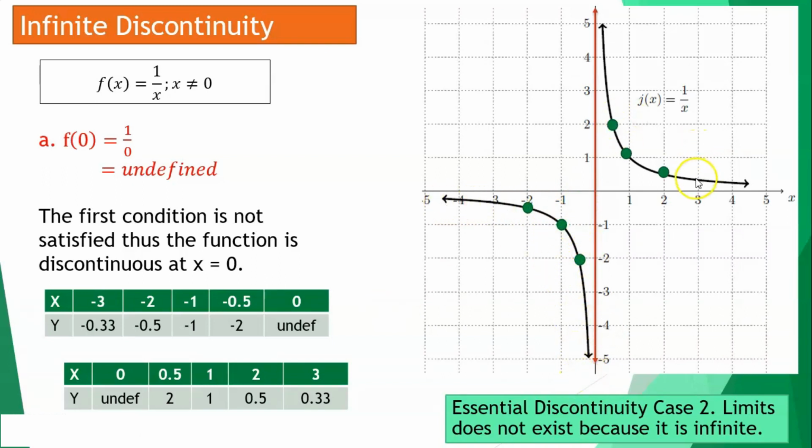Now for the other side, if our x is 2, our y is 0.5. If our x is 1, our y is 1. If our x is 0.5, our y is 2. So connecting, this will be our graph. So again, the limits do not exist because it is infinite.